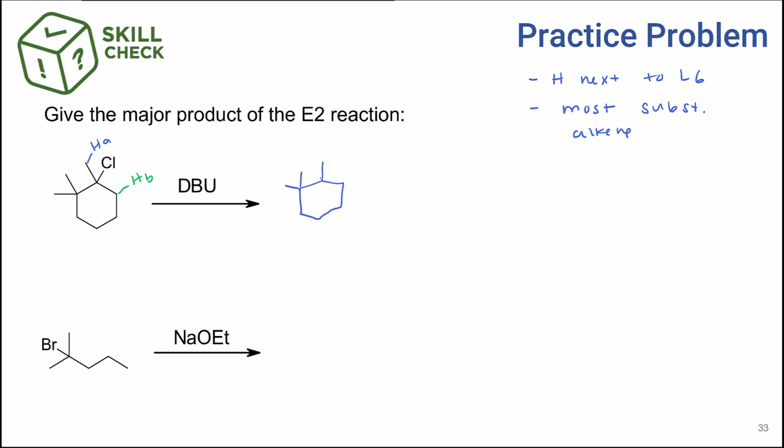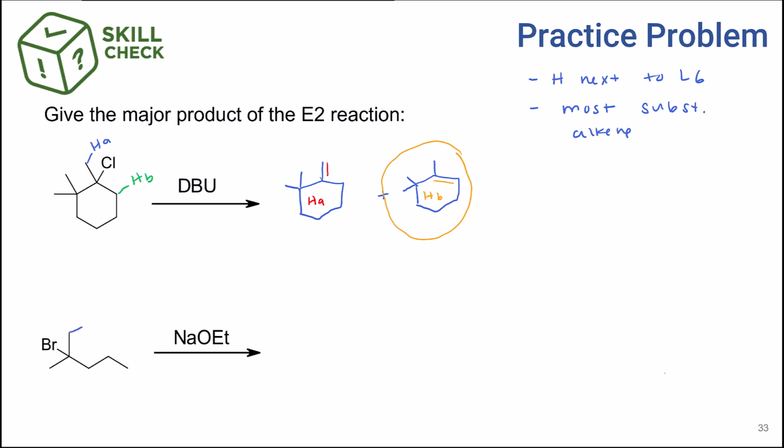If I take HA, I get that product. And if I take HB, I get this one. A is di-substituted because there are two groups. B is tri-substituted. There are three groups coming off of here, so this is my major product. So you only need to draw the major product, but if it helps to draw the two of them out so that you can see it, you can do that.